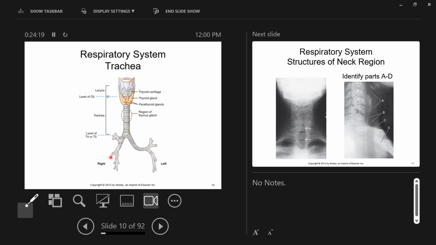That's about the level of cervical vertebra 6, so kind of towards the bottom of the neck. The trachea extends downward into the chest till it gets to the level of roughly T4 or T5, thoracic vertebra 4 or 5, and then the trachea splits to the left and the right. We call these primary bronchi or main stem bronchi.